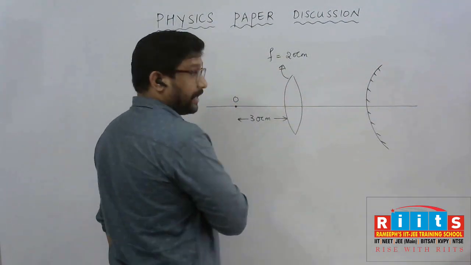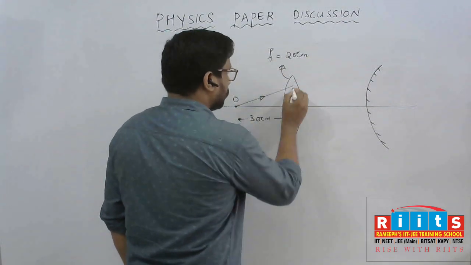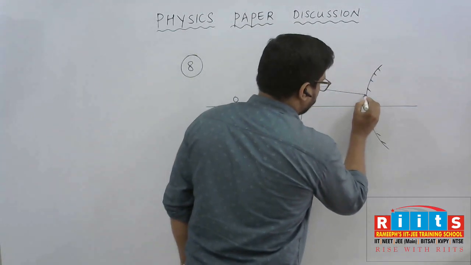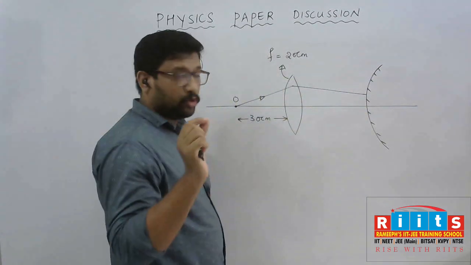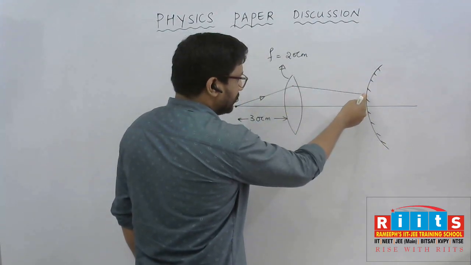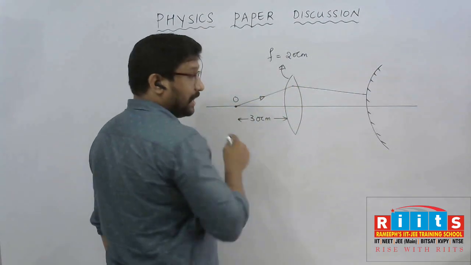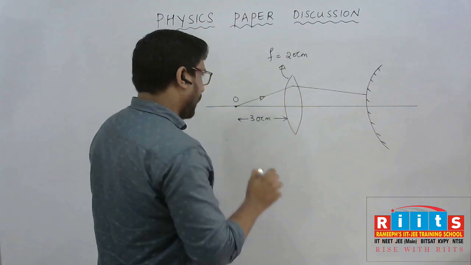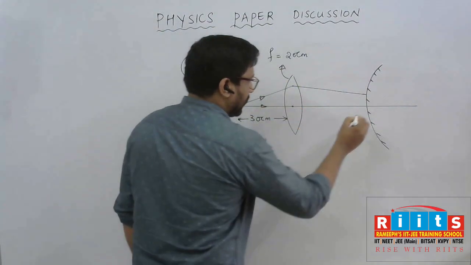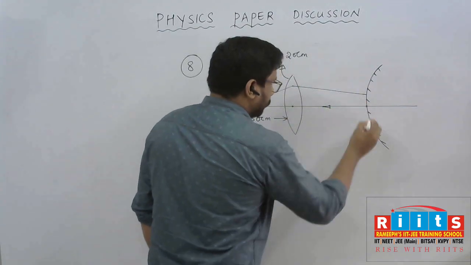So let's try to draw the ray diagram. One of the rays coming and hitting on the lens, after refraction, will travel like this. After reflection, the light ray retraces the path and coincides here, hence we are getting the image. And obviously, one light ray is passing through the pole of the lens and hitting at the pole of the mirror, and it will reflect back.